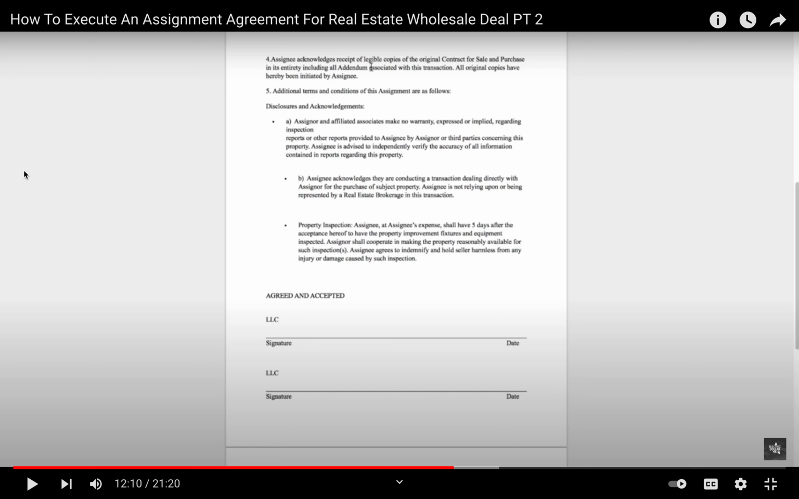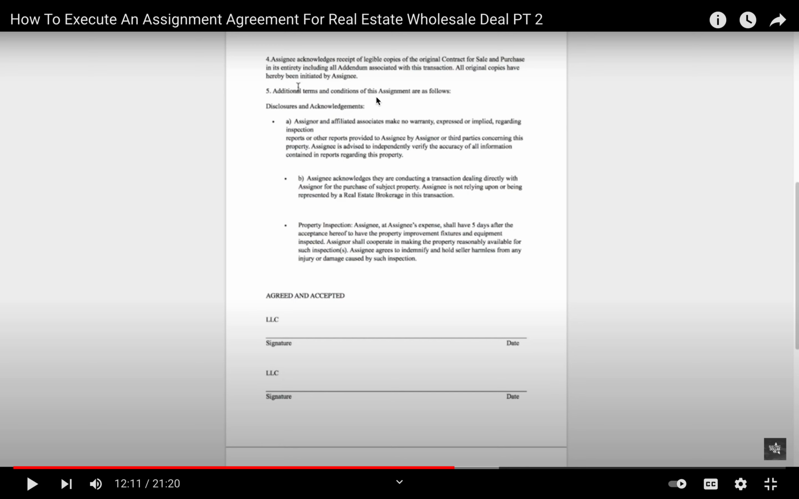Okay, the second page. Let me play that a little bit. Assignee acknowledges receipt of legal copies of the original contract. So the original purchase agreement, you send that to the buyer. The buyer has to initial it just to confirm that they read it and they agree with the terms. So they have to initial the original agreement, including any addendum associated with the transaction. All original copies have been initialed. Well, it says initiated by assignee, but they just need to initial it.